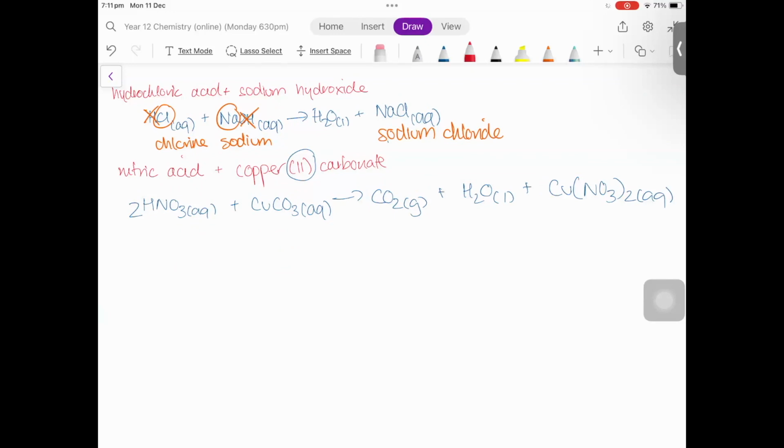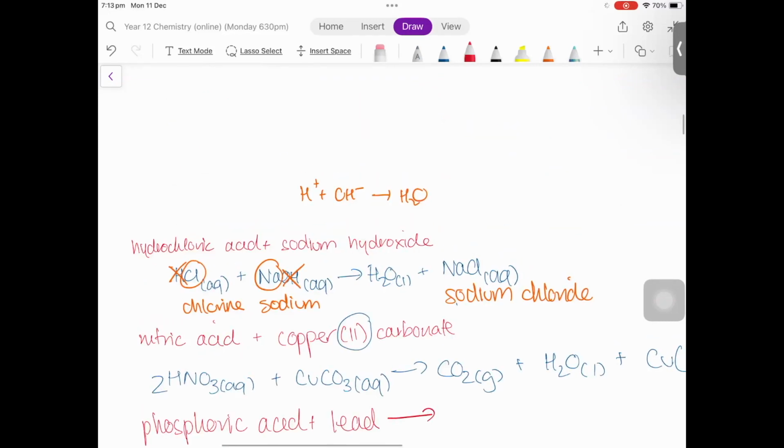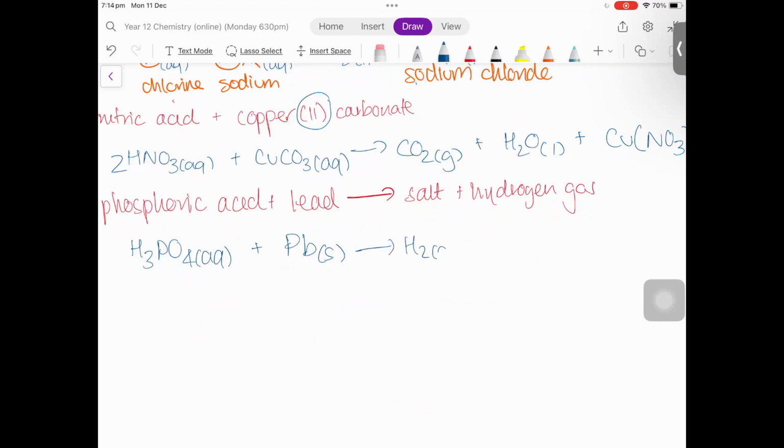Let's do one more then. Phosphoric acid, H3PO4 aqueous, and lead. What's the formula of lead? Pb, solid. Acid plus base is salt plus water. Acid plus carbonate is salt plus water plus CO2. Acid plus metal is salt plus hydrogen gas. So that's going to be H2(g).